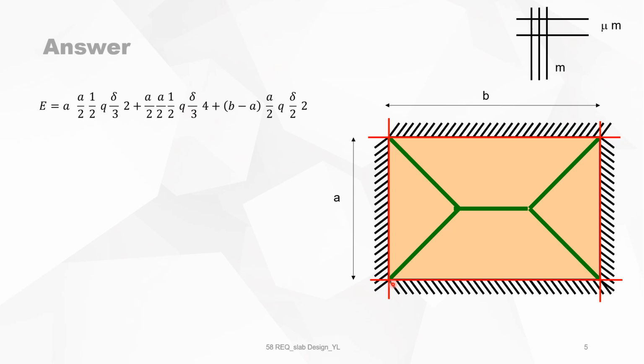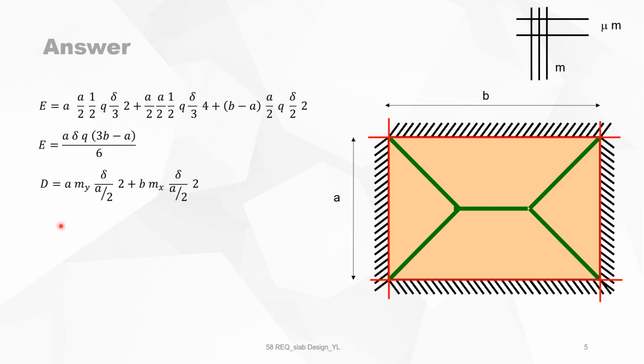delta over 3. What's left is a rectangular part, which has this side, which is of course B minus A over 2 minus A over 2, multiplied by A and times q, and the mean deflection is delta over 2. So simplifying the formula, we obtain this equation.